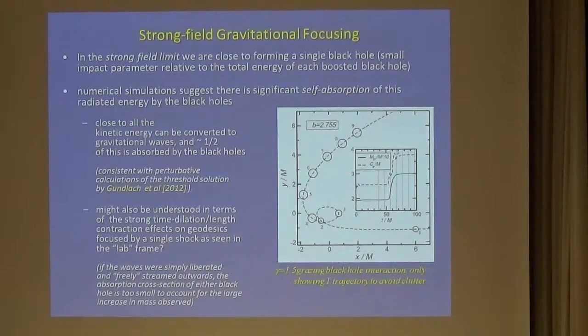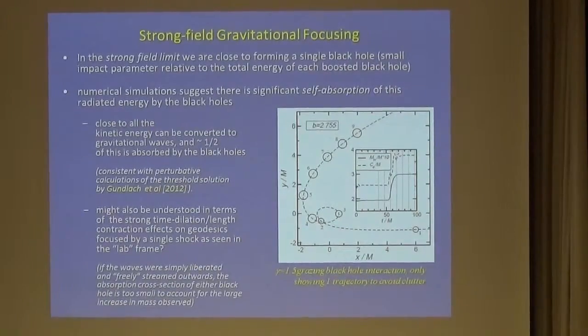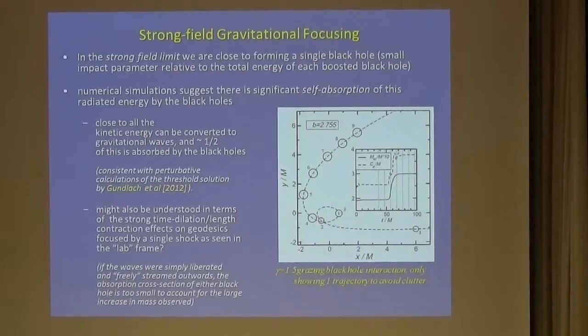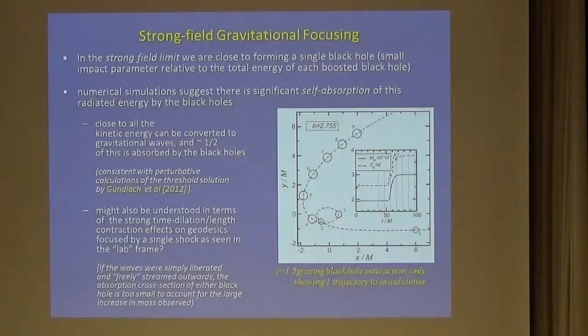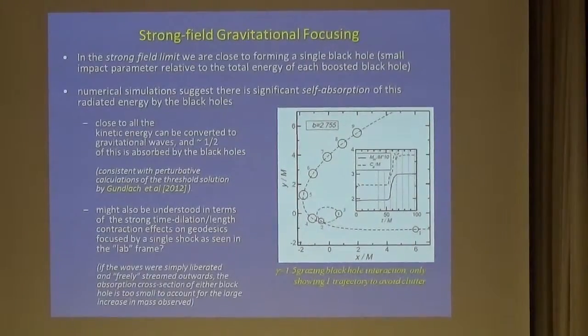What's happening is when they first collide, they produce a tremendous amount of gravitational waves, but it isn't being emitted isotropically. It's being beamed in the direction of motion, but it's also being focused downward. And so it's being focused towards each of the black holes.